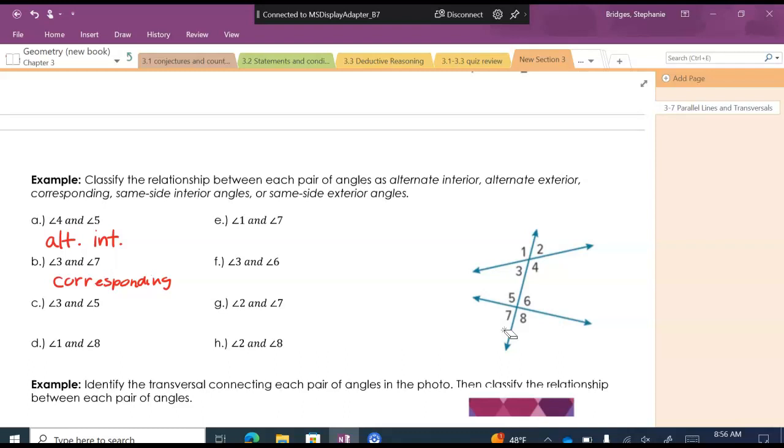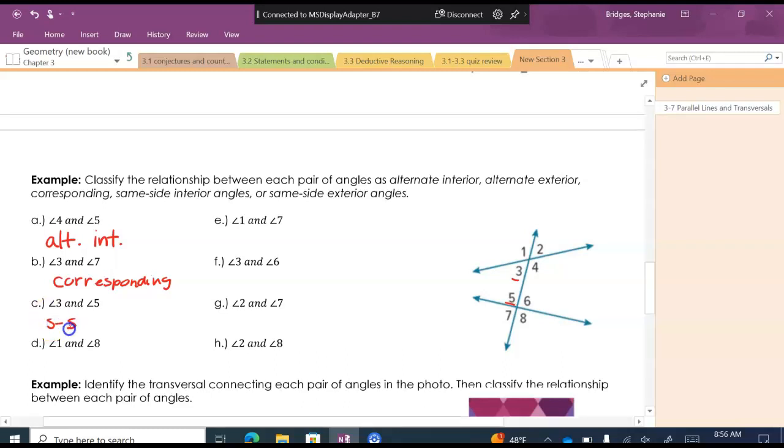Looking at 3 and 5 again. Here's 3, here's 5. What do you think? Are they both in between or both outside? They're both in between, right? So there's some sort of interior. Are they same side or alternate?